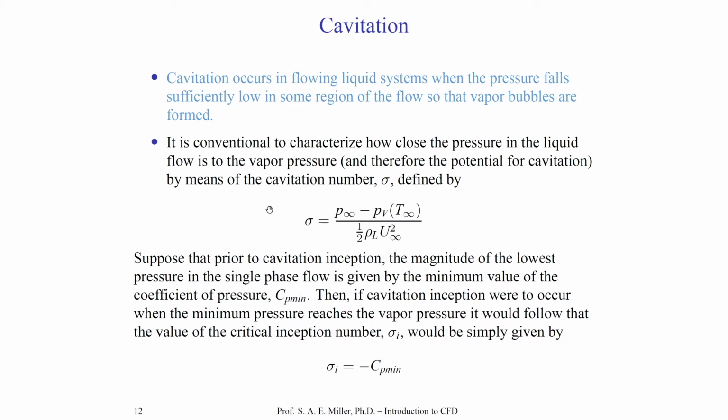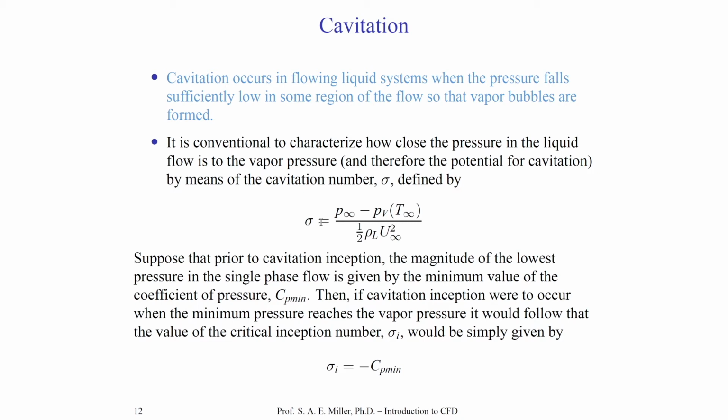Now, it's very typical to create a non-dimensional parameter or number to characterize how close the pressure of the liquid flow is to the vapor pressure for cavitation. This is the so-called cavitation number. It's the pressure minus the vapor pressure, over a dynamic pressure of the density of the liquid with the mean velocity squared. So this is dynamic pressure, and this is a pressure difference. If we hit, of course, this particular value of 0, the critical value of cavitation, we would expect cavitation to form.